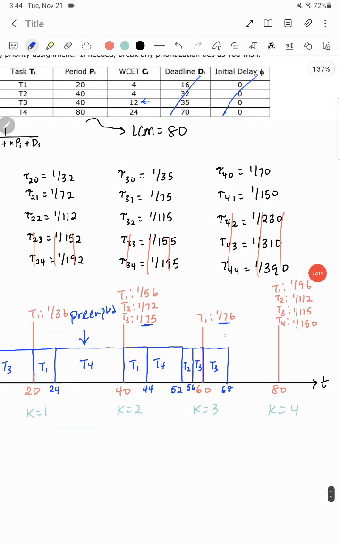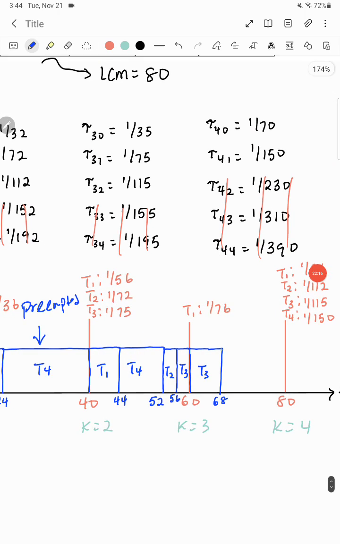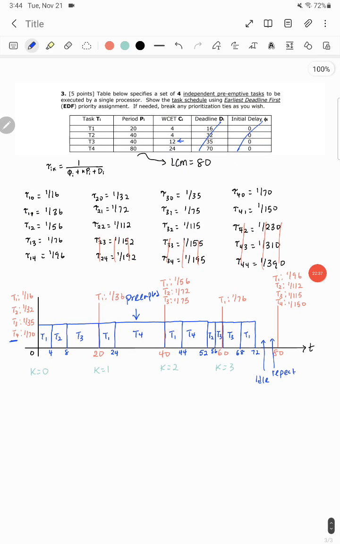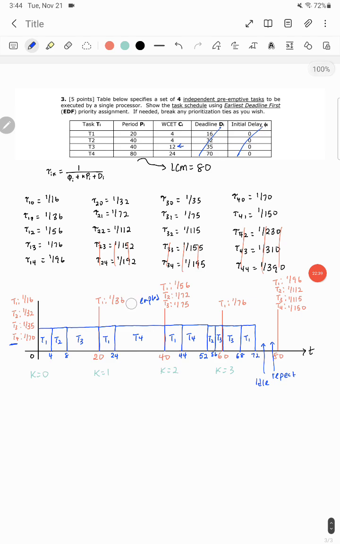Then now that one that we halted would be executed here. 72. Then we don't have anything left on the queue. This is idle, and then it repeats itself. I hope this explanation makes sense.